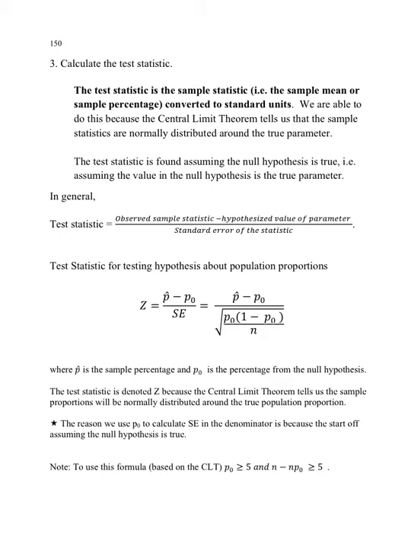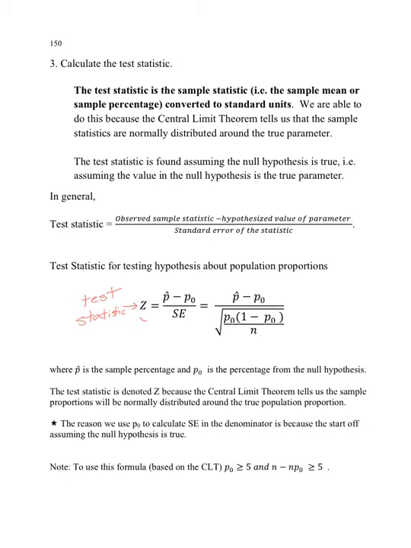assuming the null hypothesis is true. So in general, the test statistic is going to equal the observed sample statistic minus the hypothesized value of the parameter, so p or mu, divided by the standard error. So for testing hypotheses about population proportions, this is our formula. And notice this is what we've been calculating all along, exactly what we did in the last section for the central limit theorem.